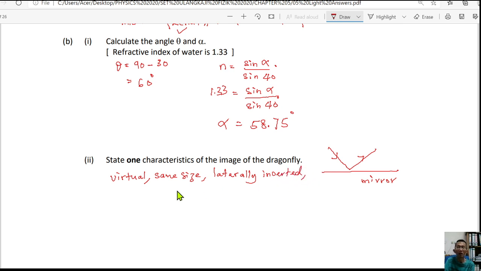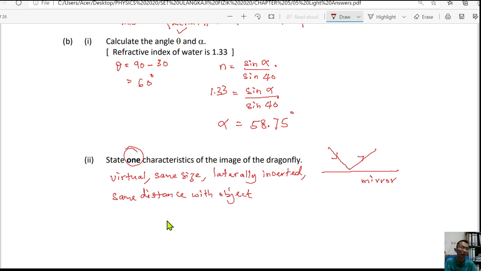Okay, and the next one, same distance with object. These are the characteristics of images formed by a plane mirror, because the surface of the water now acts as if it is a plane mirror. Okay, but you don't need to write all this because the question only asks for one characteristic.